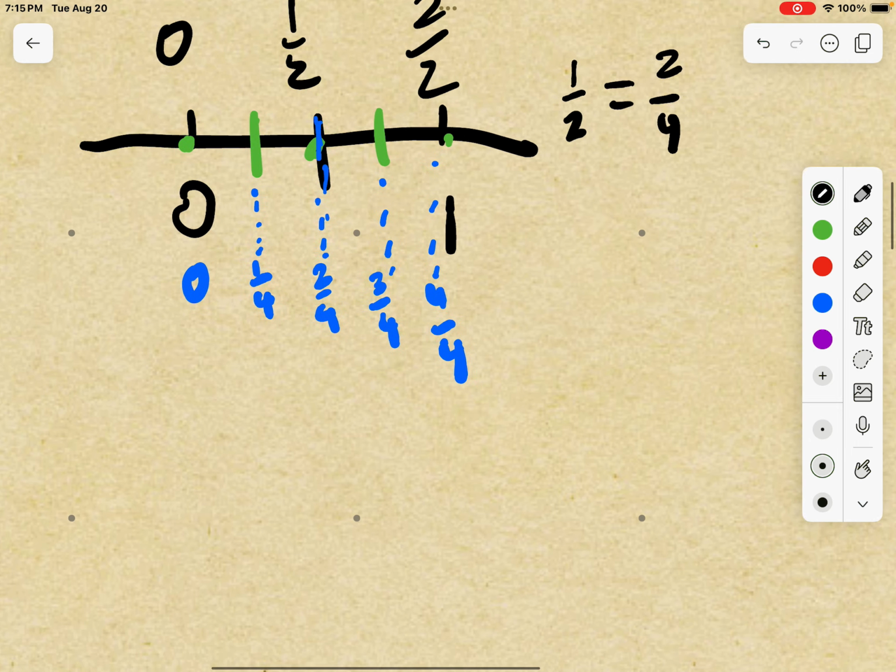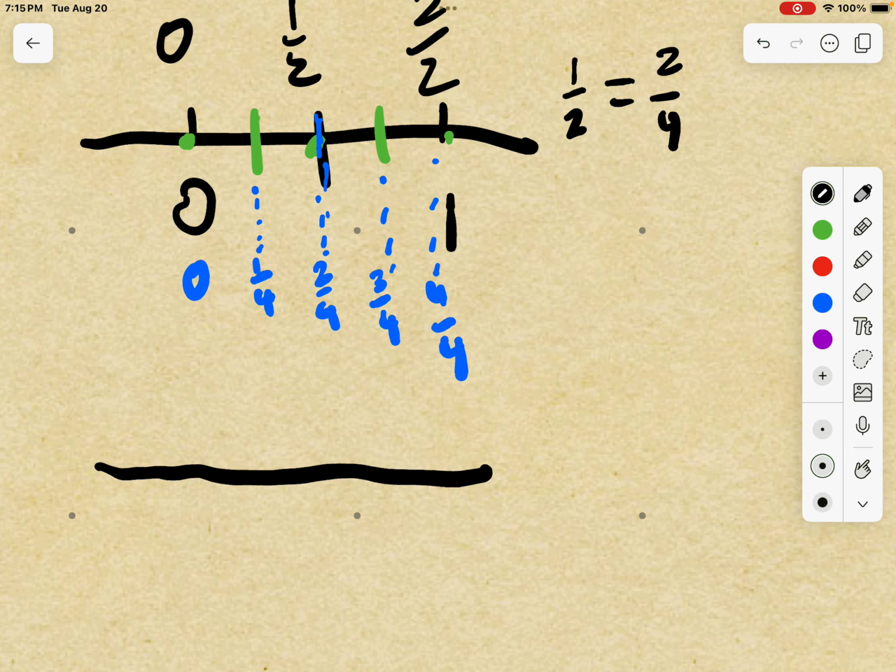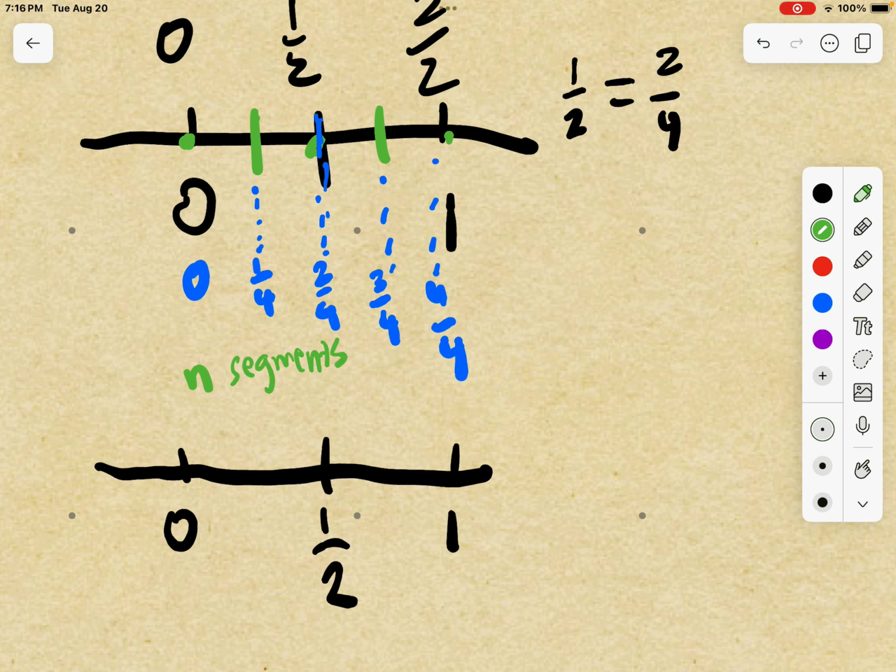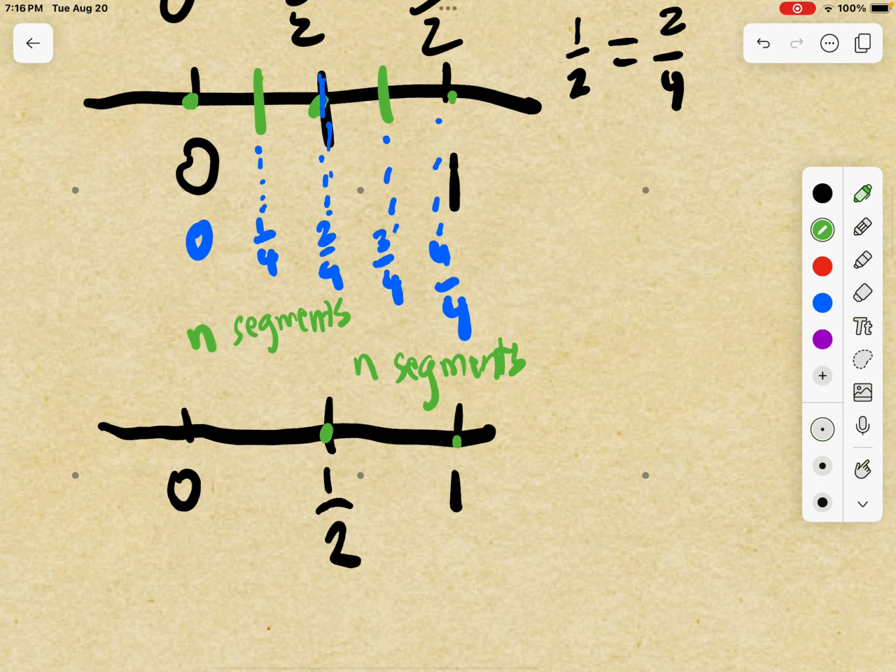And actually, I can do the same thing if I have 0 to 1 and I have 1/2. I can split the segment from 0 to 1/2 into n segments of equal length. And I can split the part from 1/2 to 1 into n segments of equal length. Well, in total from 0 to 1, I'll have 2n segments.